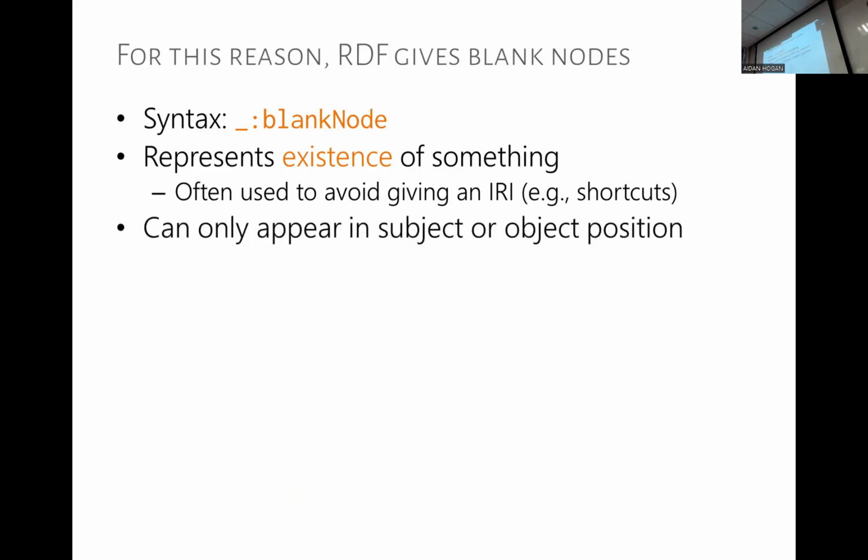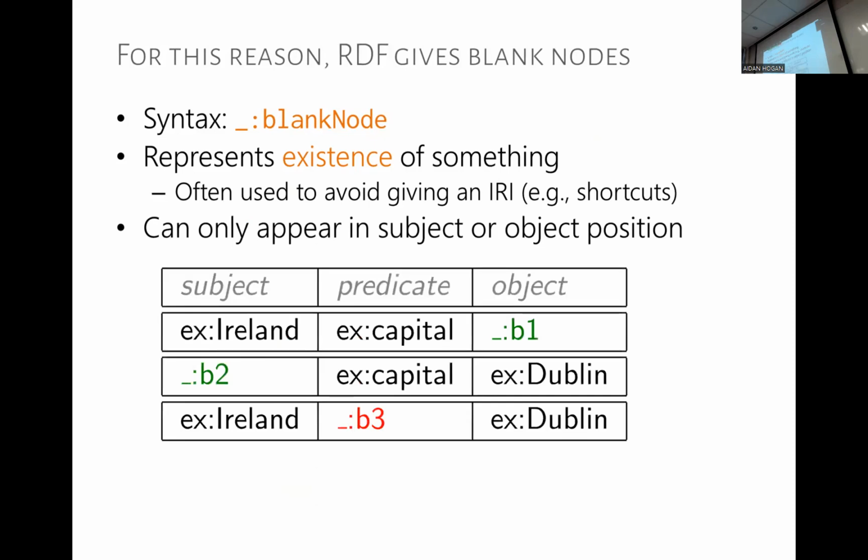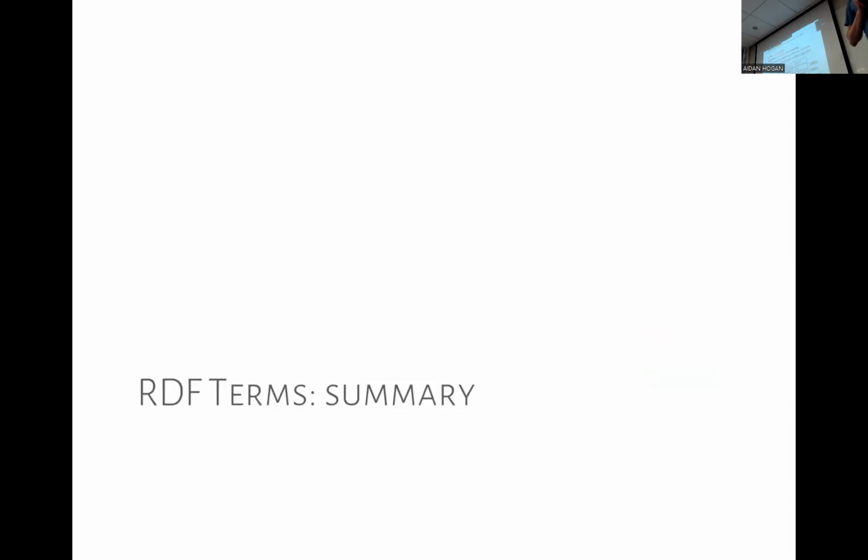It can only appear in the subject or object position. So we can have this, this is okay, this is okay, this is not. We can't have them in the predicate position. So correct, and incorrect. We're going to come back to that later. I'm going to leave it a little bit mysterious for a moment. It's going to be a little hard to motivate it yet, but we'll get there. We'll have some examples where blank nodes are useful.